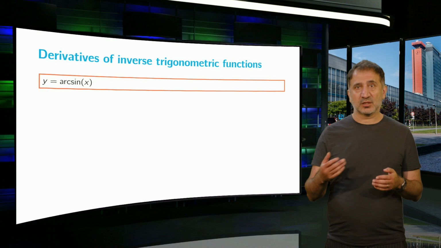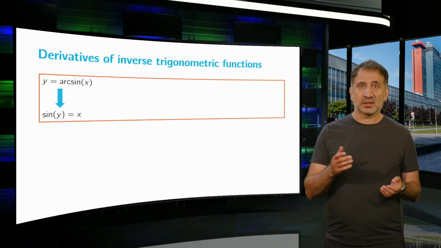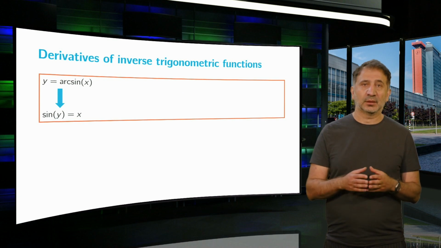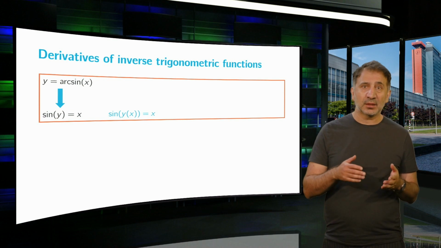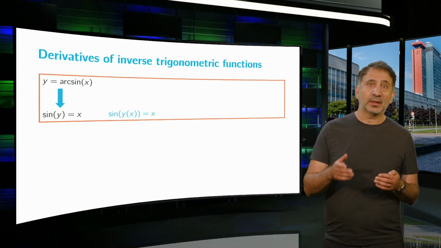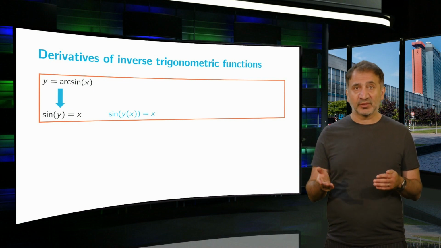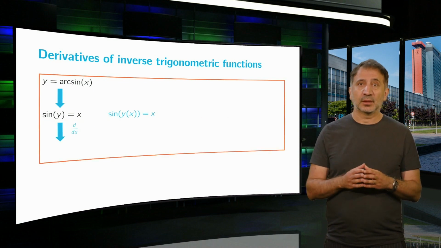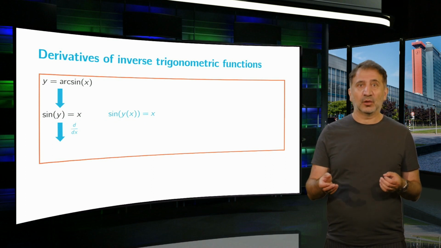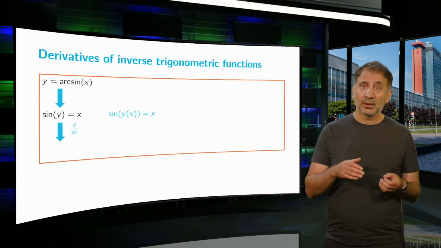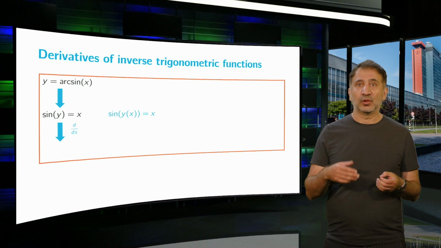If y is the arcsine of x, then what do we know? We know that sine of y is equal to x. We will write sine of y of x is equal to x to remind us that y is a function of x. So we can take the derivative with respect to x. The function sine of y of x is the composition of the function sine of x and the function y of x. So it is natural to apply the chain rule.